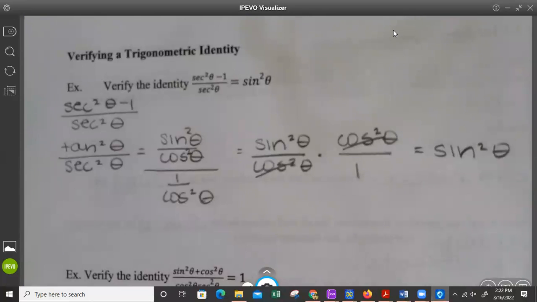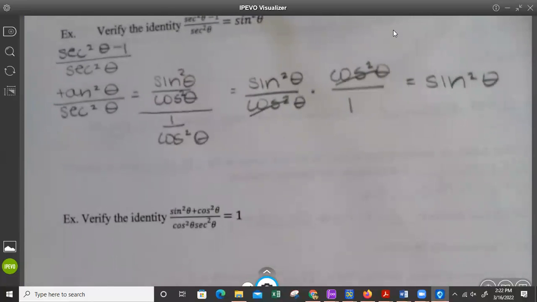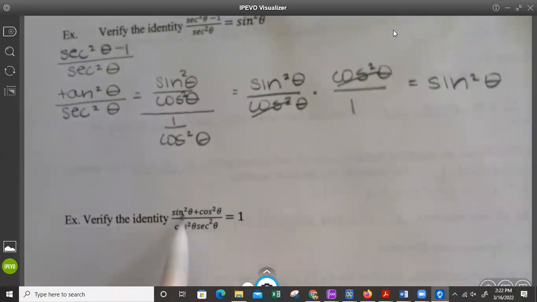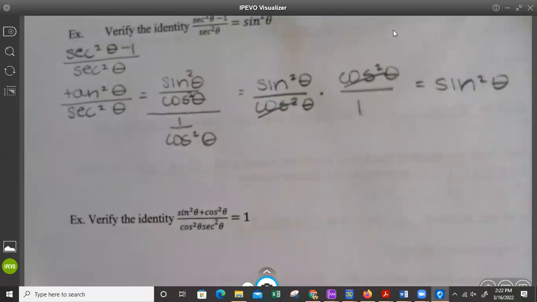Okay, so look at the next one. What's your more complicated side? So we're gonna work this and simplify it until we get to where? 1. When we get to 1, we're done. Okay. All right. So sine squared theta plus cosine squared theta equals 1, right? Over cosine squared theta secant squared theta.